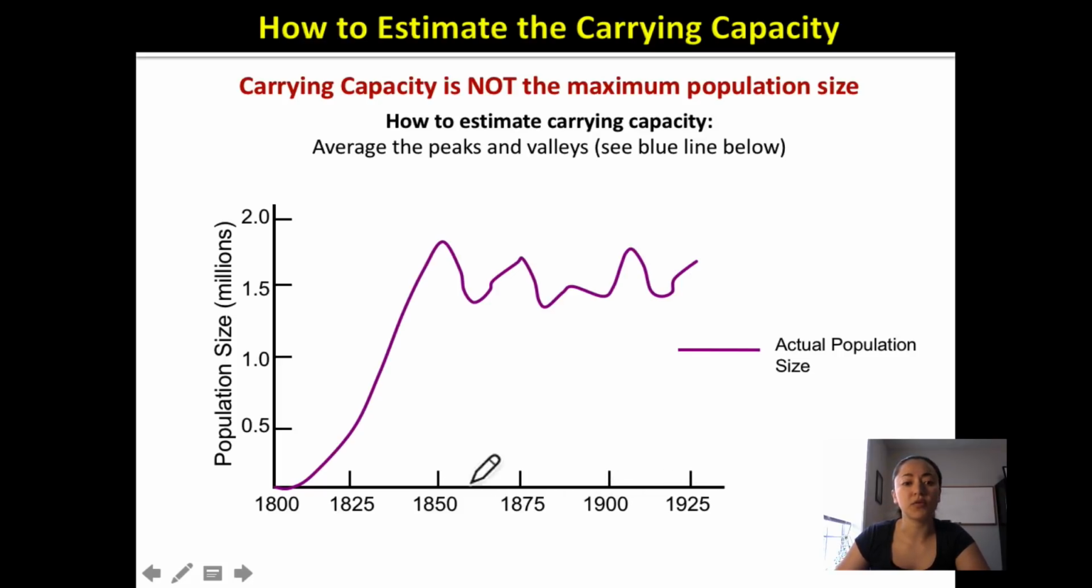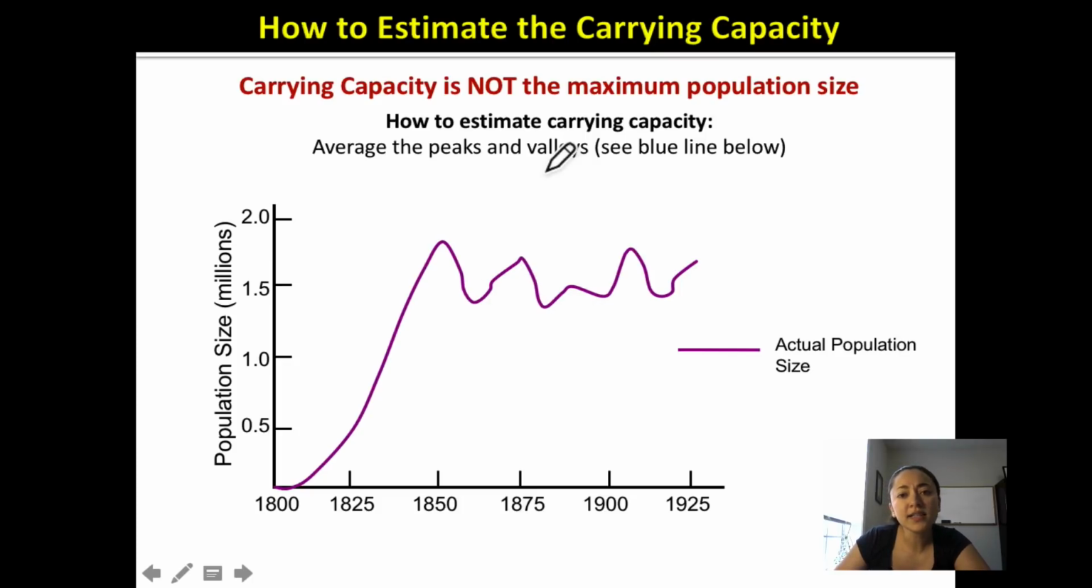type of logistic growth, right? The population is initially growing exponentially and then it levels off. But in reality, it won't just be flat. A population will overshoot the carrying capacity and then go below it, and then overshoot the carrying capacity, go below it, and it kind of fluctuates around the carrying capacity.